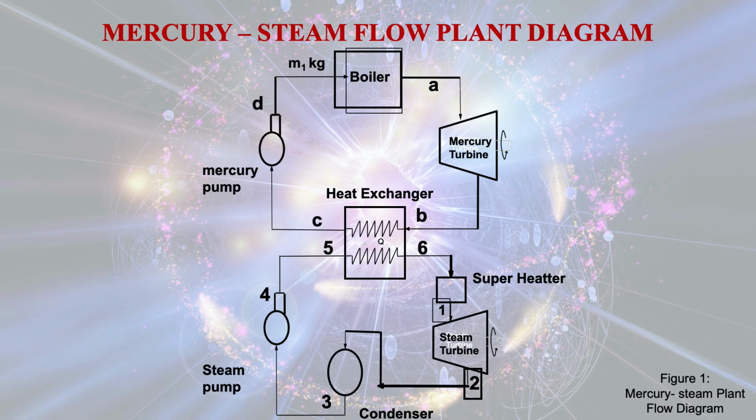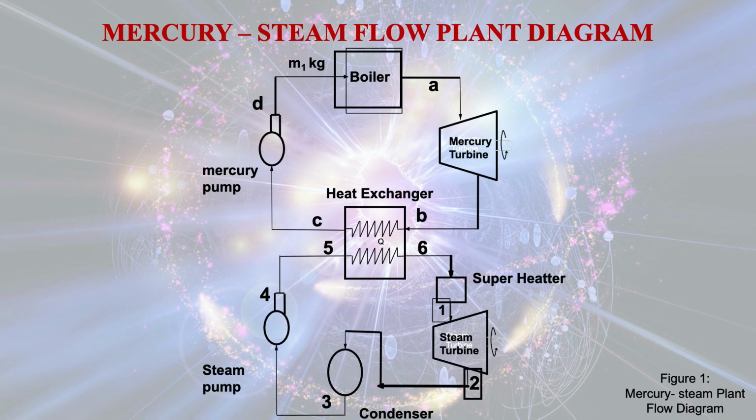So in this process, just see the diagram, you will understand that there is work done by the mercury turbine, and the work done by the mercury turbine, that you can get from the expression m(HA minus HB), where HA is the enthalpy at state A in the topping cycle and HB is the enthalpy at the state B for the topping cycle.